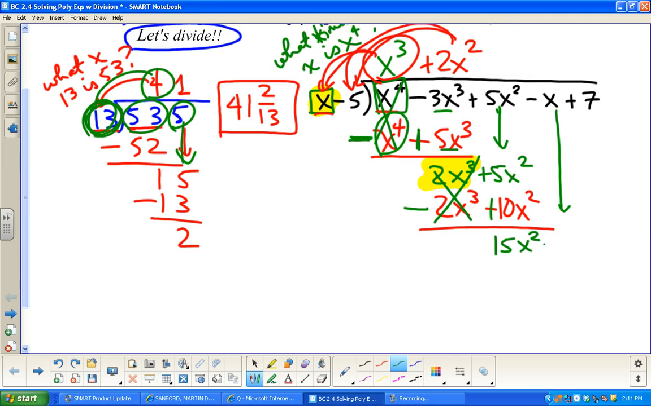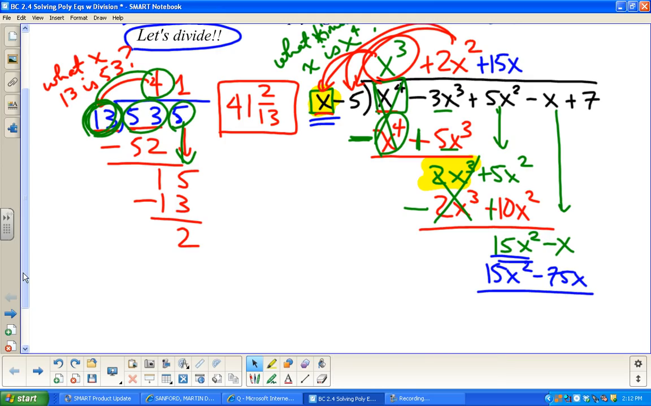Bring down the next one. Okay, let the fun continue. So x times what is 15x squared? Well, 15x. Distribute 15x times x. 15x times a -5. Again, we're going to add the opposite, so I'm going to change the signs and add. If these two guys don't add up to 0, then back up. Something went wrong.